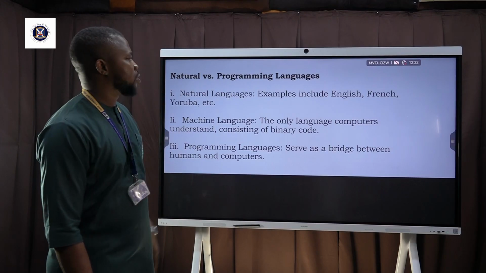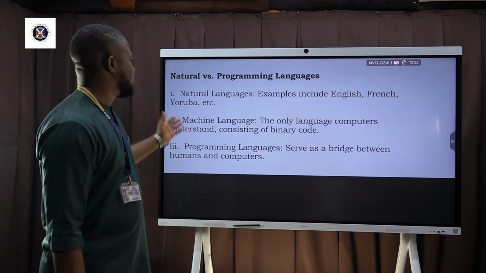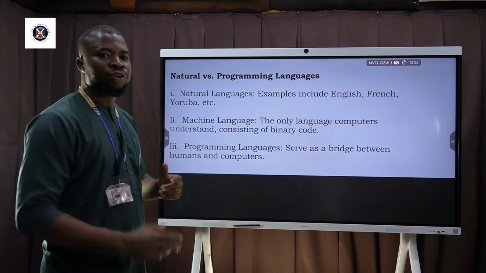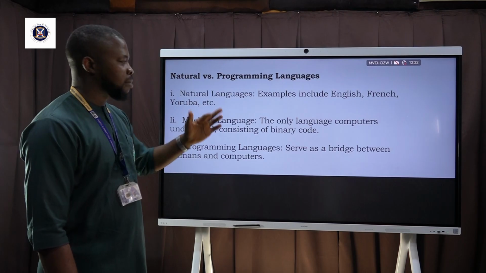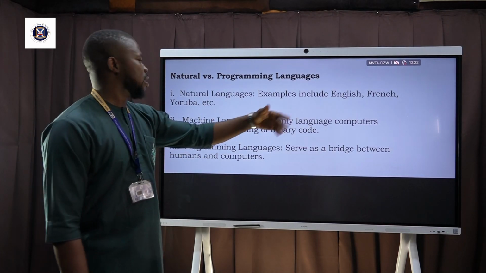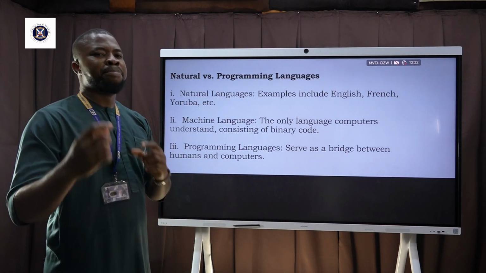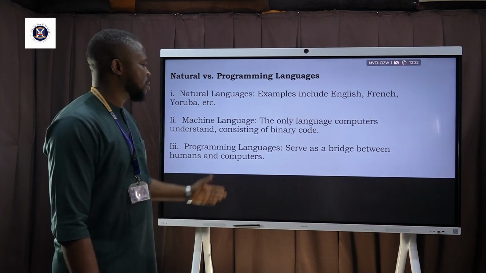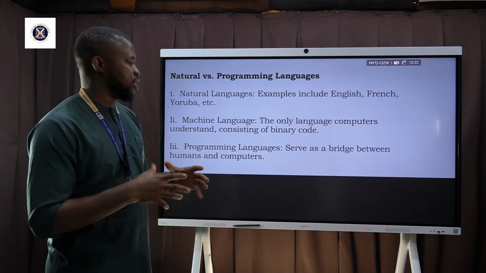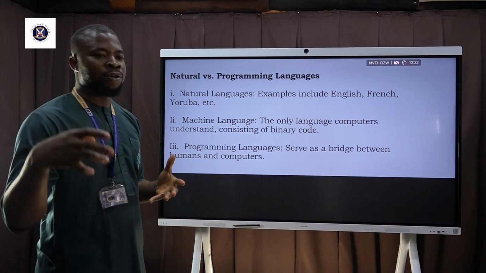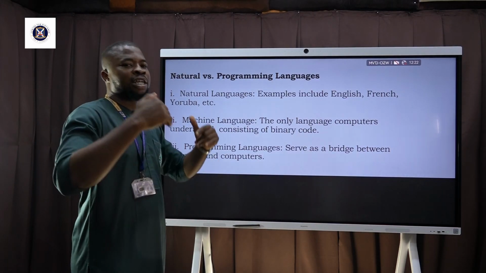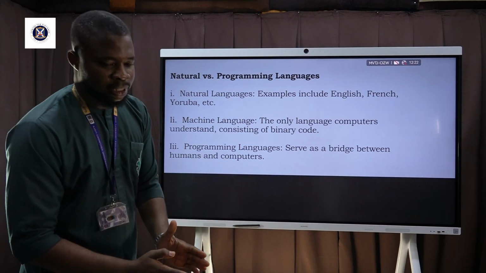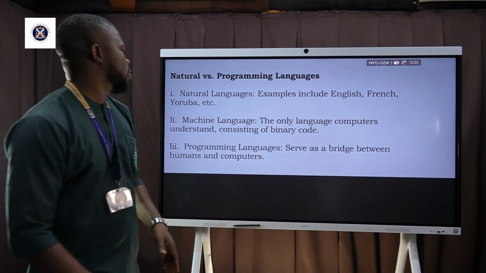Then natural language versus programming language. One, you have the natural languages. These are examples, just like I said in the previous slide: English, French, Yoruba, etc. Then you have the machine language. This is the only language the computer understands, which consists of binary codes. That's your zeros and your ones. Then you also have the programming languages. This serves as a bridge between humans and the computer. For instance, you have to tell the machine what to do. This is the human, this is your machine, and this is your computer.